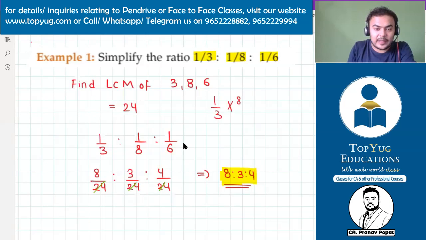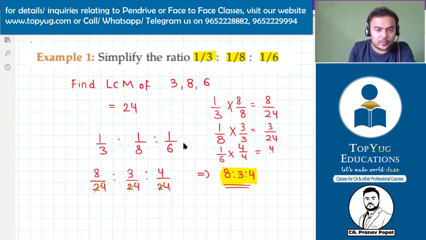Now, how can we convert 1 by 3 into 24? Sir, by multiplying 8 and dividing 8, we'll get 8 upon 24. How can we convert 1 by 8 into the form of 24? By multiplying 3 and dividing 3, so 3 by 24. Similarly, 1 by 6: multiply by 4, divide by 4, which is 4 upon 24.